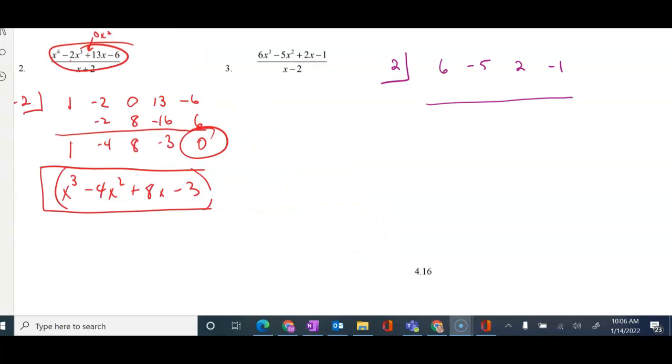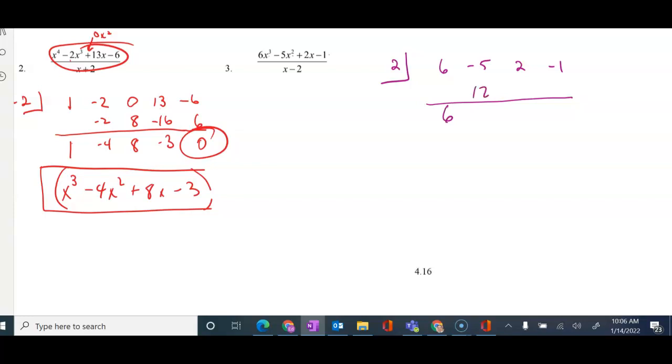Example number 3, I'll put a positive 2 in the box. All of the terms are accounted for. We've got 3, 2, 1, 0 degree monomials in that polynomial, so there's no missing term. So we can get started. Bring that first one down.